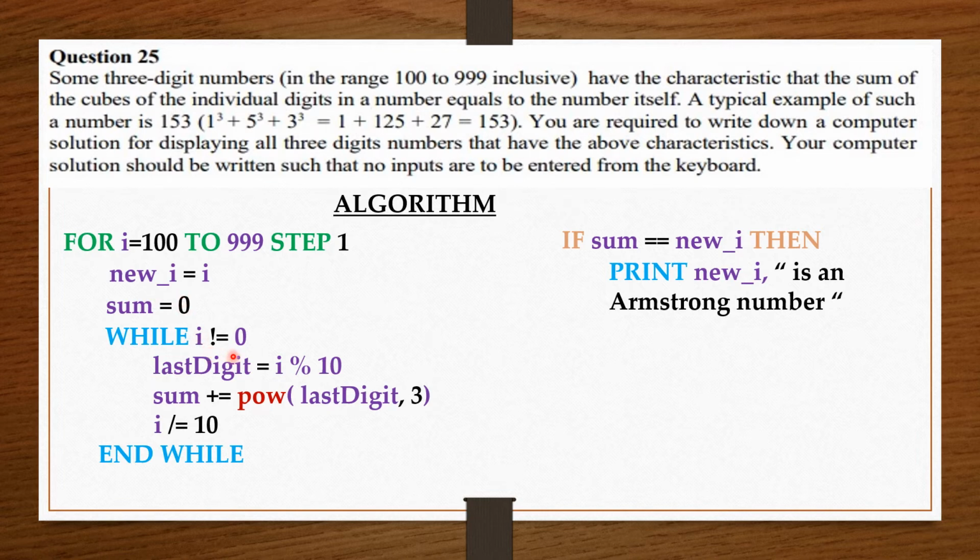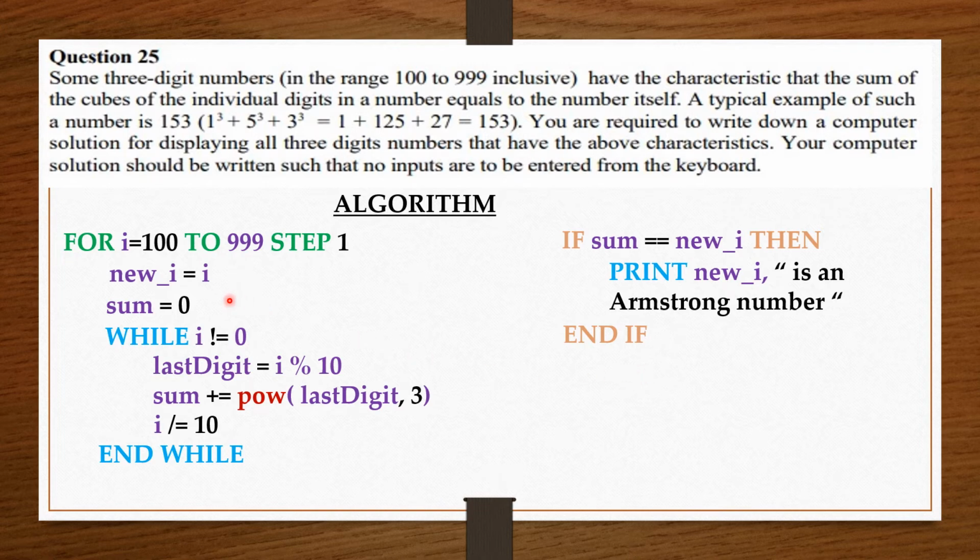So I save a copy of it so that I can compare the sum of the digits to the new I, which is the original I, 100. So if the sum is equal to 100, then that new I is an Armstrong number. Then end if.